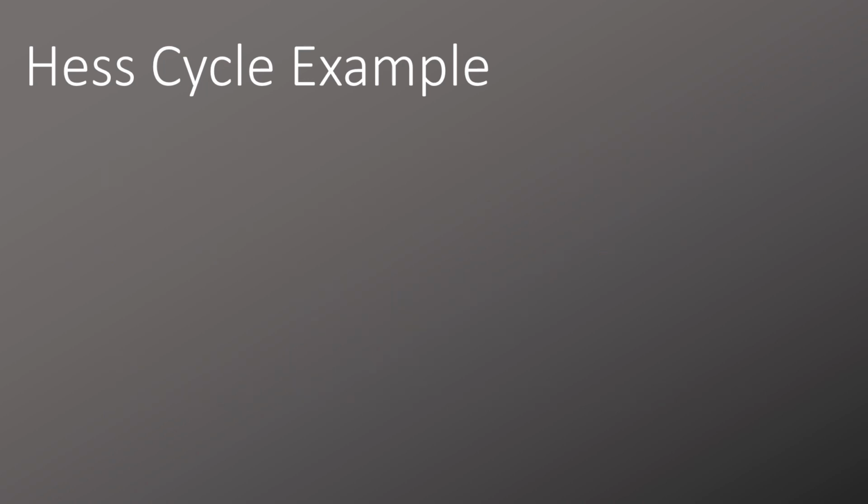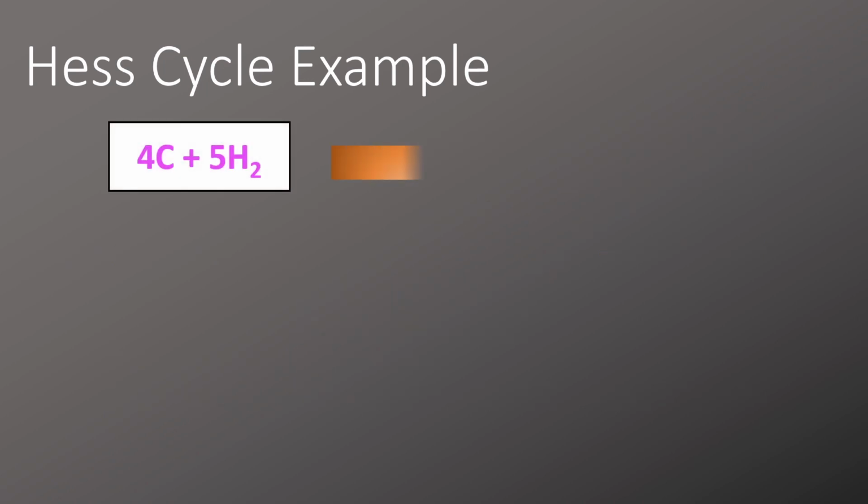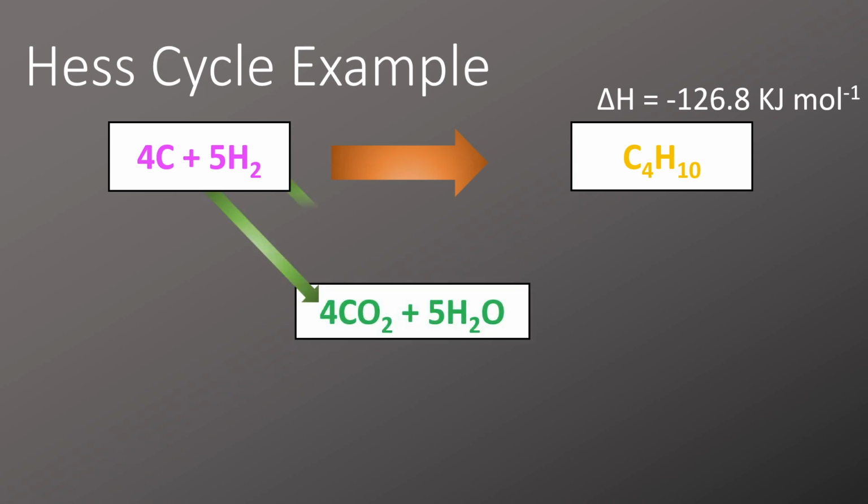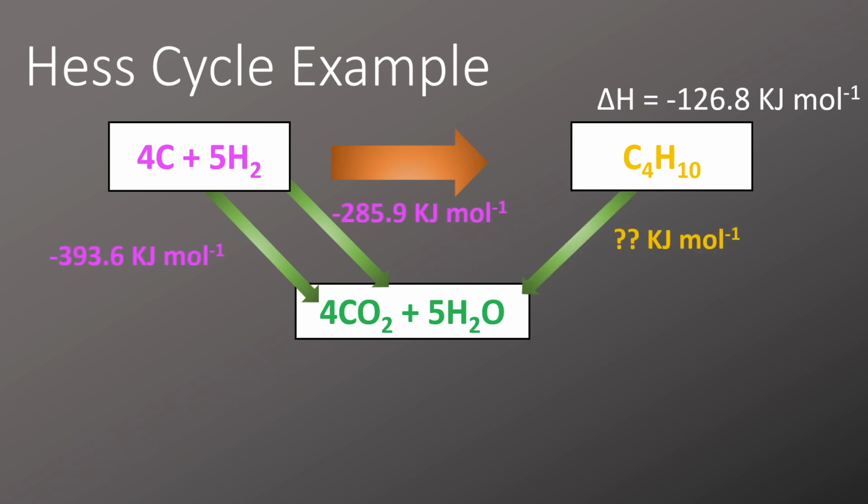We're going to look at a slightly more complicated example this time, where we react carbon and hydrogen together to form butane. This time we're given the enthalpy for the reaction, but we're asked to work out the enthalpy of combustion for butane. So we'll draw out the Hess cycle like we did in the last example, we'll put the arrows in, and then we'll add the data that we have.